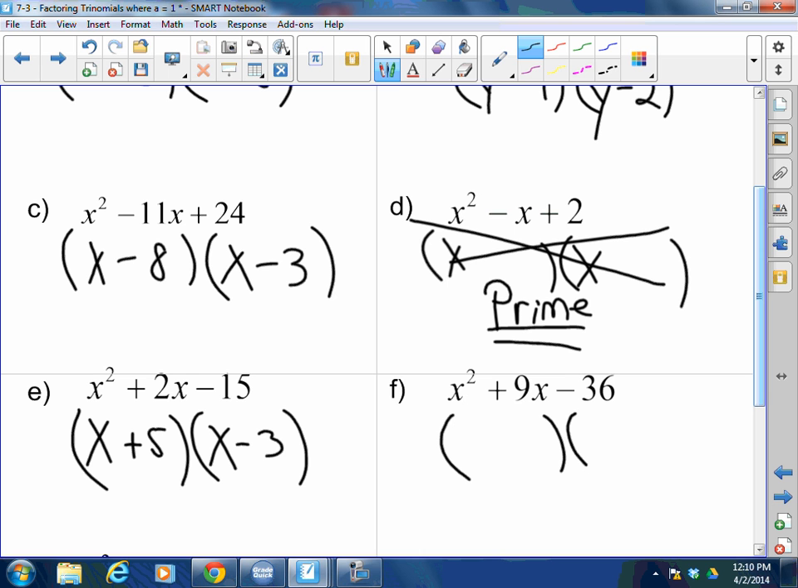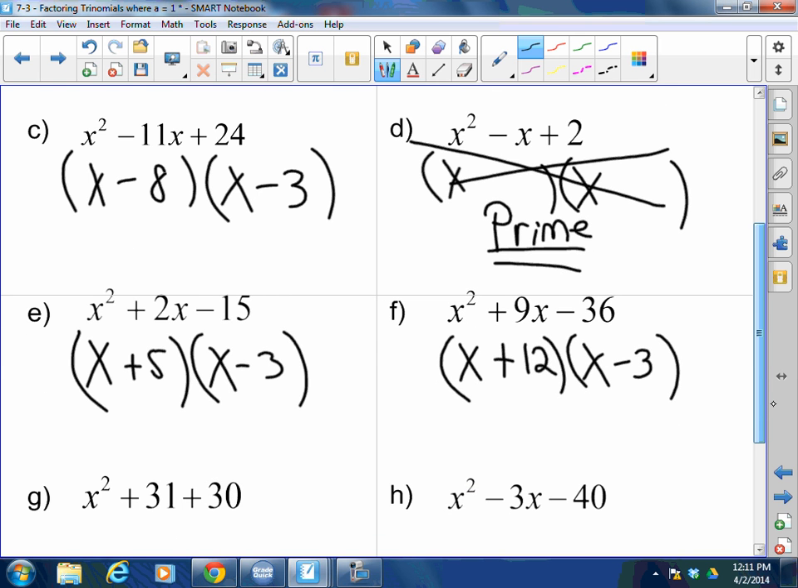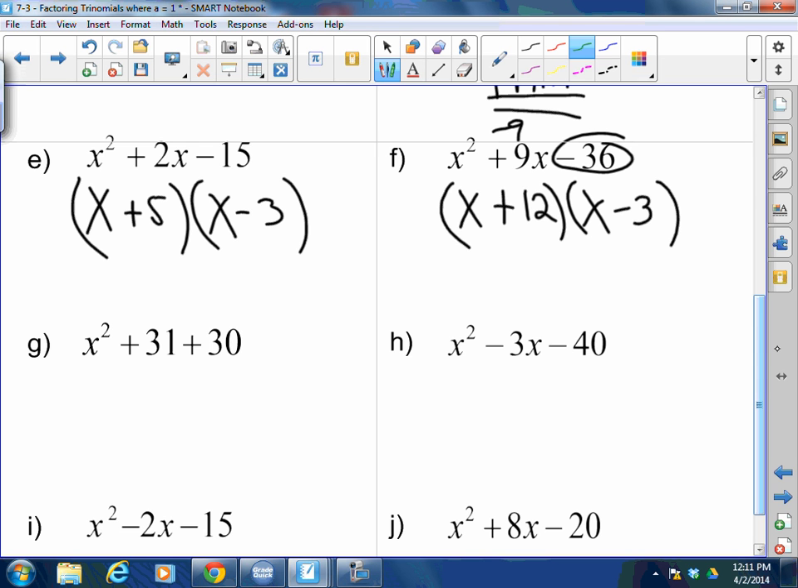What times what is negative 36, but when added together is 9? If it's positive 3, negative 12, that would be wrong, because 3 minus 12 is negative 9. So it would be positive 12 and negative 3. Very good, son. Well done. See, you got to be careful there, my friends. He had said negative 12 and 3. Negative 12 times 3 is negative 36. Good job. But negative 12 plus 3 is negative 9, not positive 9, okay? So be careful with that, please. Okay. What times what is 30, but when added together is 31? It is not prime.